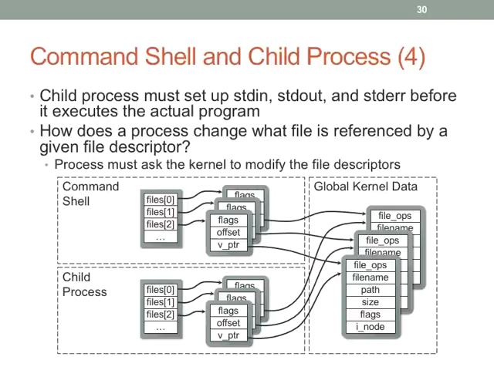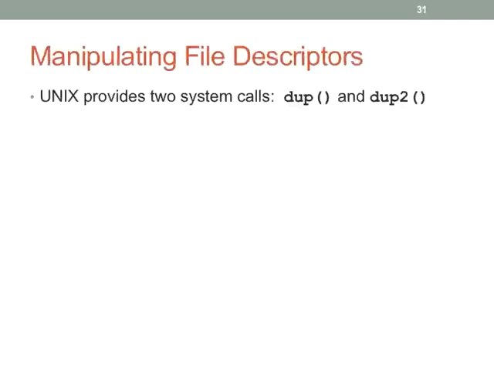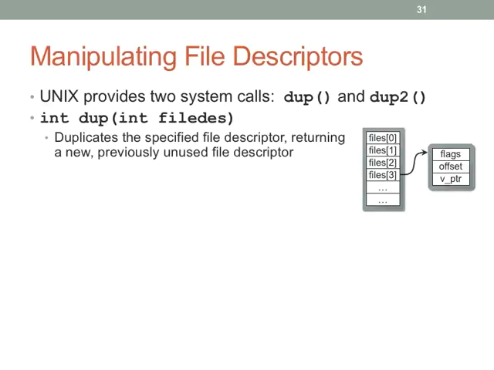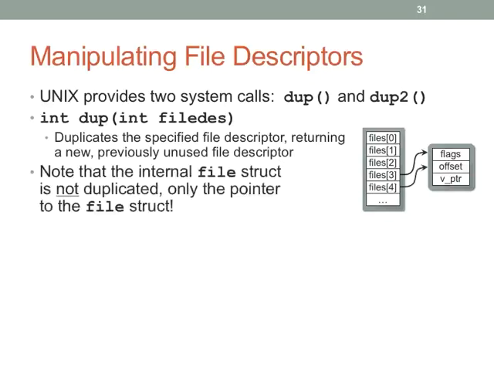Okay, so the next question. How does the process change the file descriptor stuff? Because remember, this is all in the kernel. I can't go and manipulate it directly. So the operating system provides a couple of different system calls. You have dup and dup2, and these are for duplicating file descriptors. Dup just makes a copy of one. It creates a new, previously unused file descriptor, but it's the lowest value one possible, so it'll fill in spaces if there are spaces available. So you call dup, then it'll go ahead and have another thing pointing to the same thing.